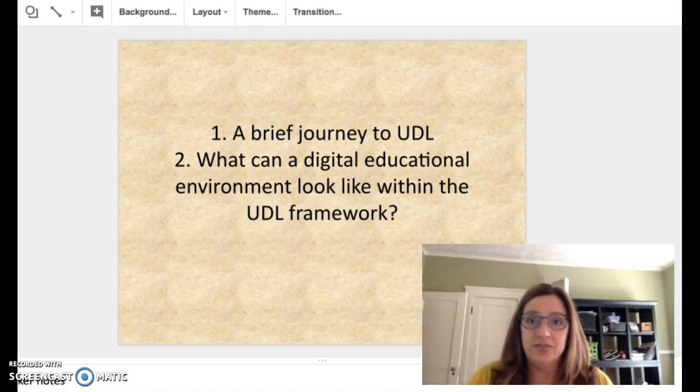So today, for the next half an hour or so, I want to talk about, one, a brief journey of universal design for learning in the framework that I've experienced and discovered it. And then two, talk about what a digital educational environment can look like within the universal design for learning framework. So that's where we're going to start.